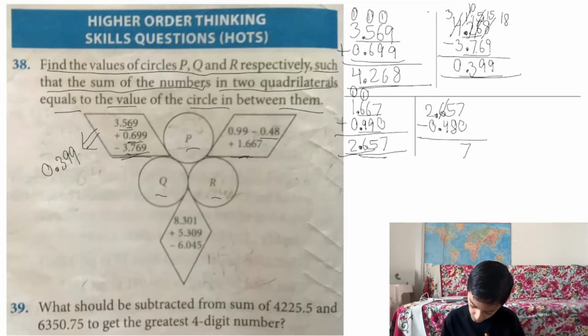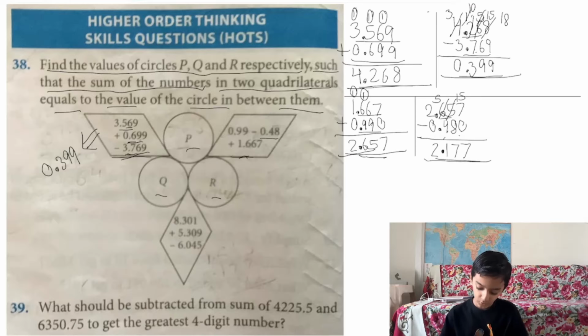Here 6 will become 5. And here 5 will become 15. So 15 minus 8 is equal to 7. 5 minus 4 is equal to 1. Point under point. And 2 minus 0 is equal to 2. So 2.657 minus 0.480 is equal to 2.177.